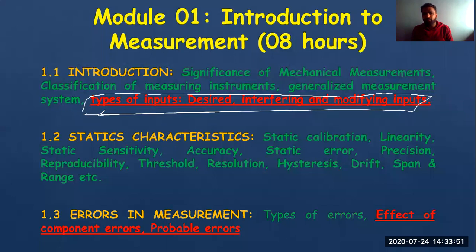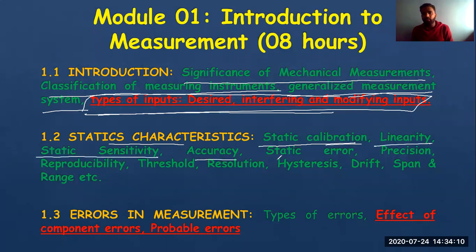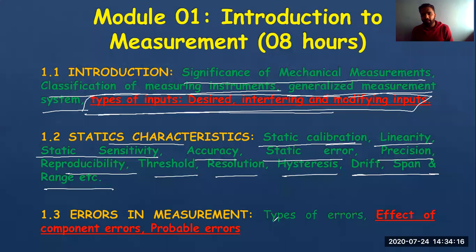This is the part that is remaining. We have completed significance of mechanical measurement. We have classified the measuring instruments like primary, tertiary, secondary, mechanical, electrical, electronic. Then we have also seen the general measurement system yesterday. Then we have covered all the characteristics like calibration, linearity, static sensitivity, accuracy, error, precision, reproducibility, threshold, resolution, hysteresis, drift, span and range. In errors, we have completed this part. This always comes in exam for 10 marks, types of error.